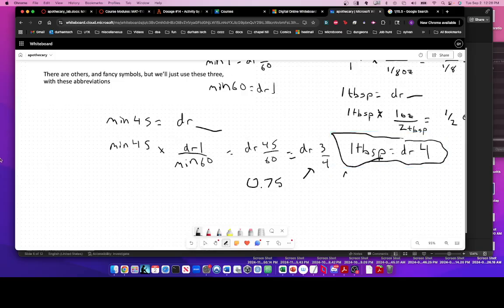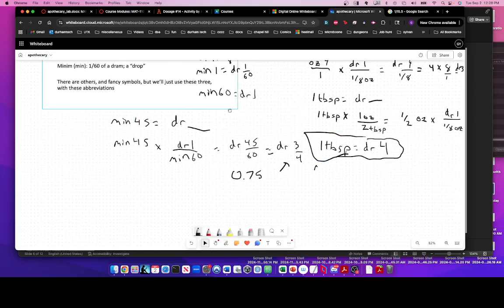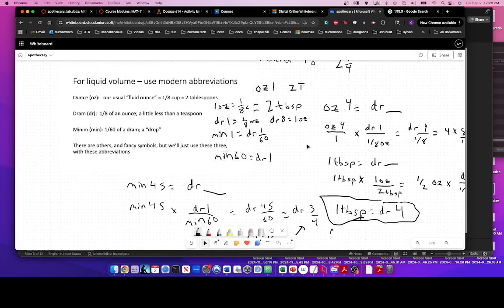Alright, so yeah, there'll be a little lab on this. Weird units, but still good, more good unit fraction practice. Hope this helps.